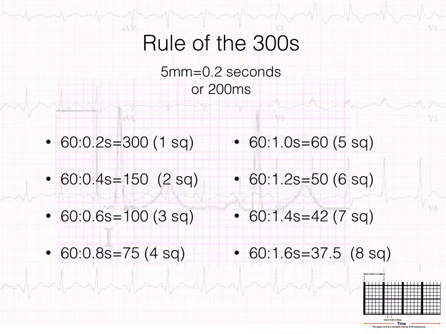So if you remember these numbers, like 1 square equals 300 beats per minute, 2 squares equal 150 beats per minute, 3 squares equal 100 beats per minute, and 4 squares equal 75 beats per minute, and so on, you will be able to calculate the heart rate very fast.